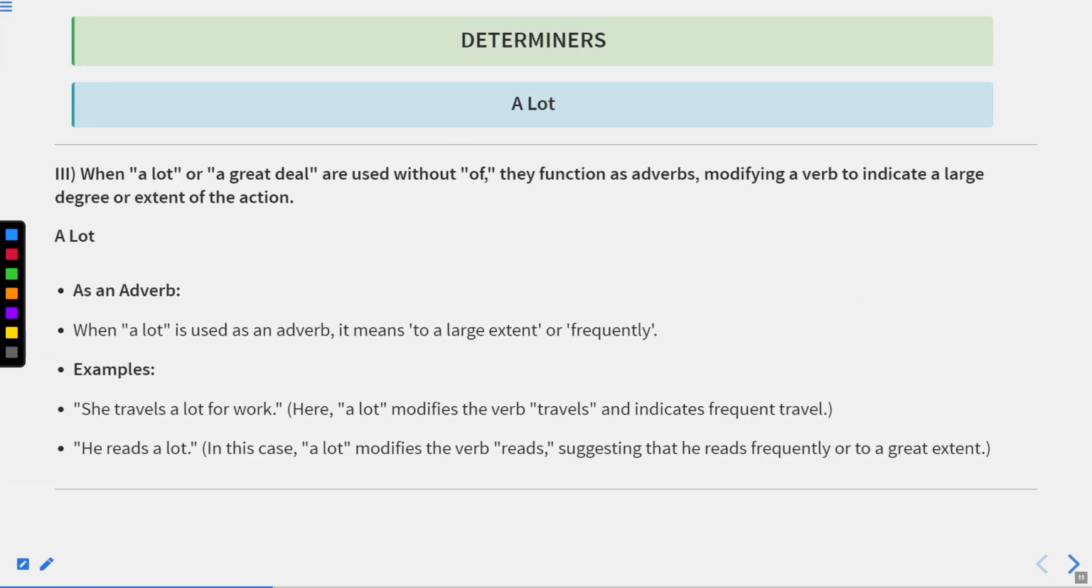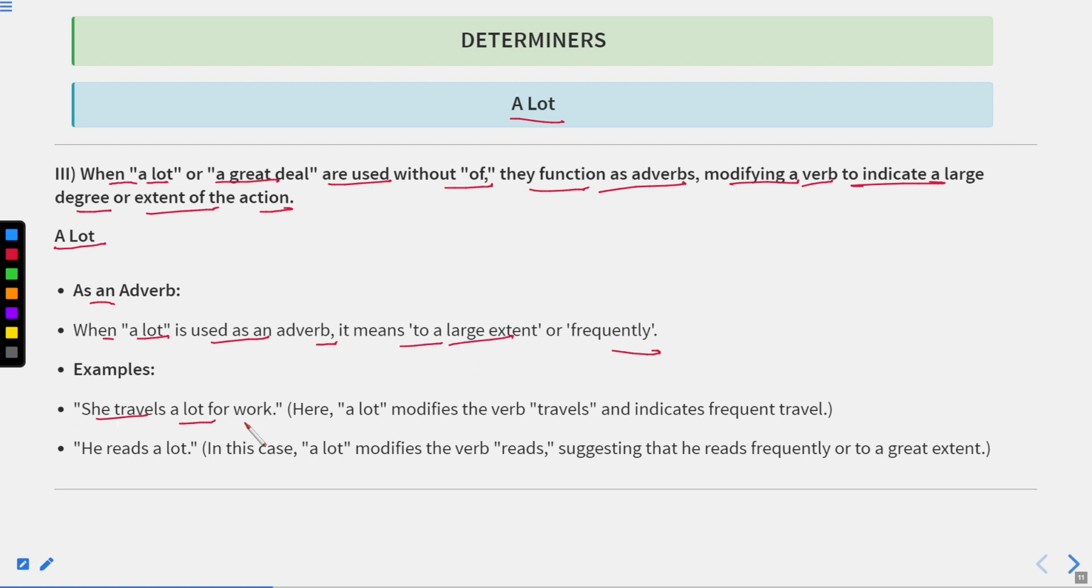A lot. Now we'll discuss the determiner a lot. When a lot or a great deal are used without of, they function as adverbs, modifying a verb to indicate a large degree or extent of the action. As an adverb, we talk about the phrase a lot. When a lot is used as an adverb, it means to a large extent or frequently.